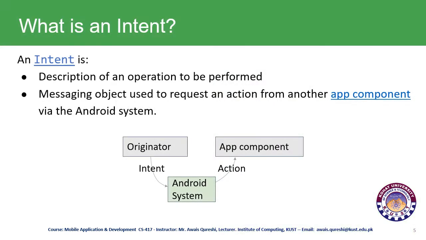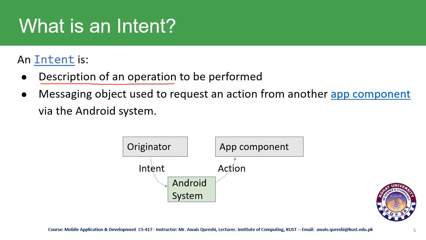So what is an intent? An intent is basically a description of an operation to be performed. In the simplest form, we can understand an intent as a description of an operation. If you want to call some operation in an activity, that operation is called an intent. And the second bullet is that it is a messaging object.